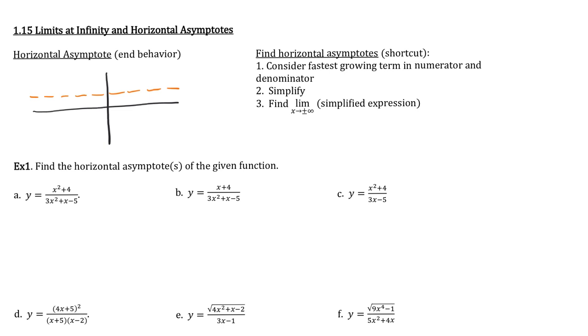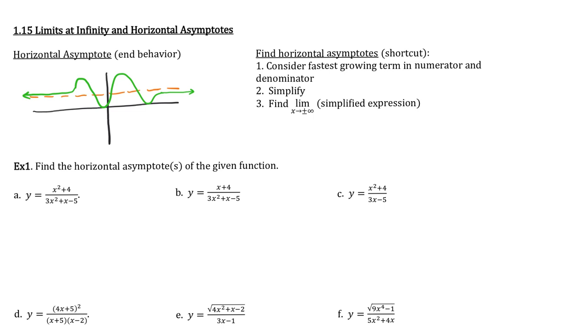So on the far right, it should be approaching that value, but in the middle, it can do whatever it wants. On the far left, it might be approaching the same value, or it might be approaching a different value, or it might only have the horizontal asymptote as x approaches positive or negative infinity. So the horizontal asymptote y value exists as x approaches negative infinity or positive infinity.